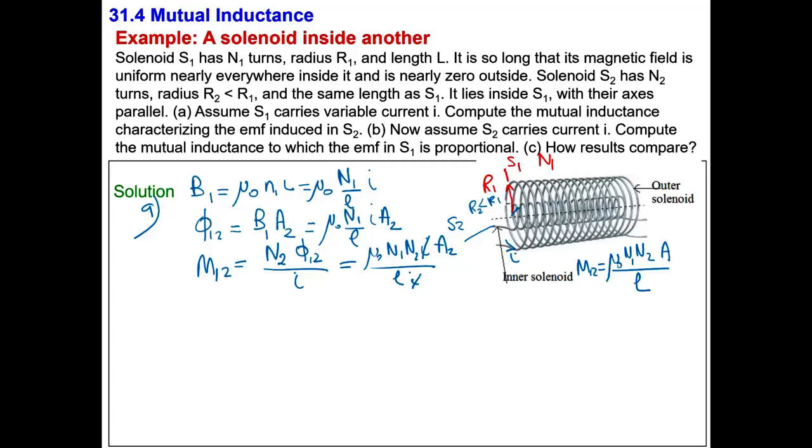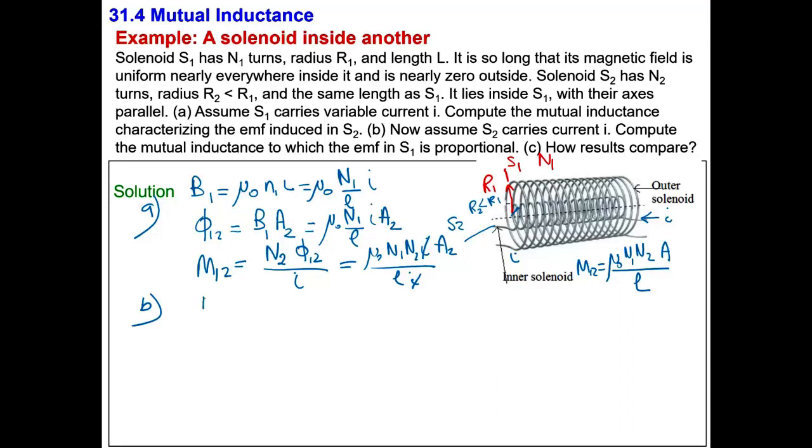And how do the results compare? So now we're going to do the opposite. We have a current now, flowing through the inner coil. This is the current here. First of all, I need to determine what is the magnetic field inside the inner coil.